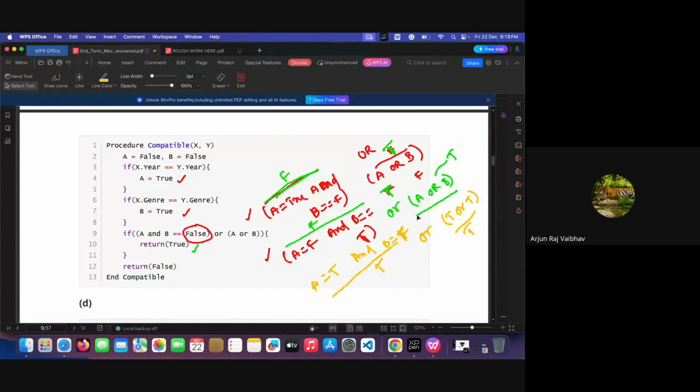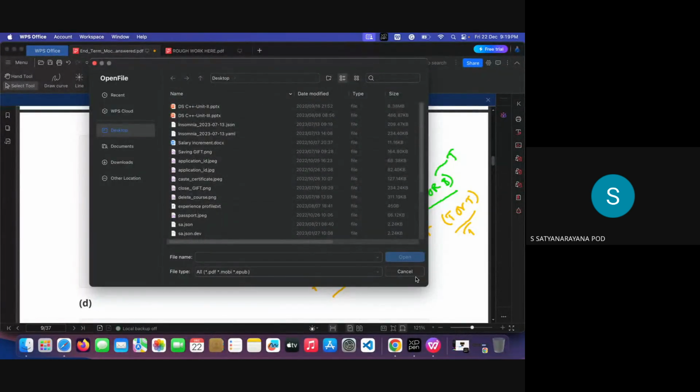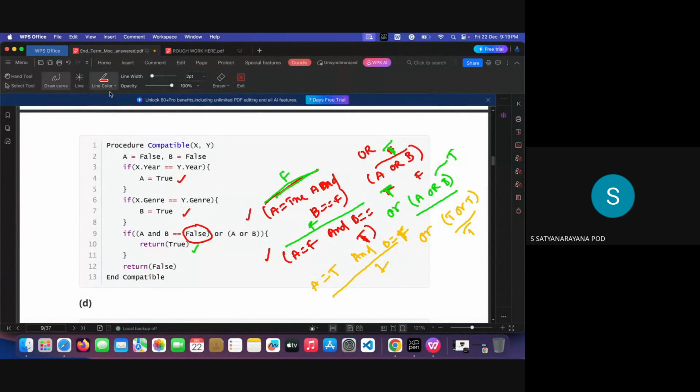Then false, sir, that's the reason. So then it is false. See, here it is false, here it is false, here it is false. So whenever false is there, it comes here. So A is true, B is true, which means true or true is true.